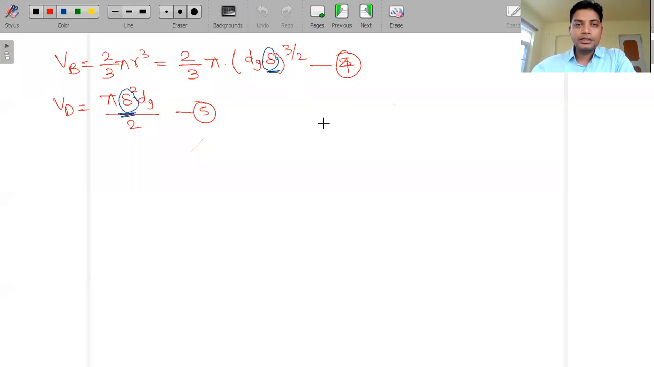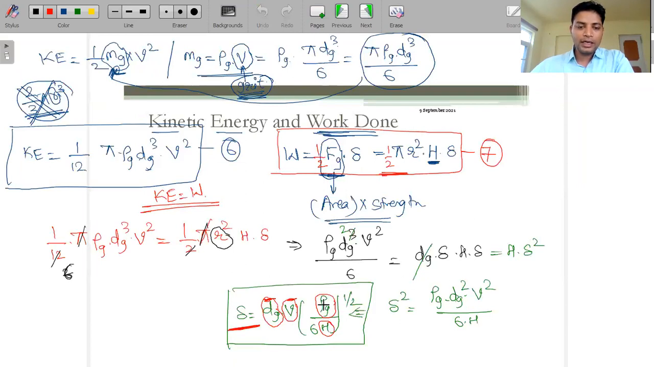So what we can do is replace this delta value in this volume, and we can convert that into dg, or, what we have recently calculated, in terms of v, rho g and h. Here I am not putting that value now, we will put this value later on. So now we are going to calculate the material removal rate.